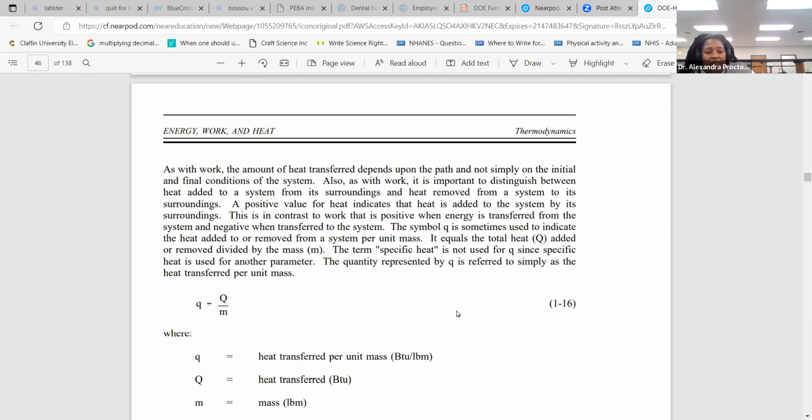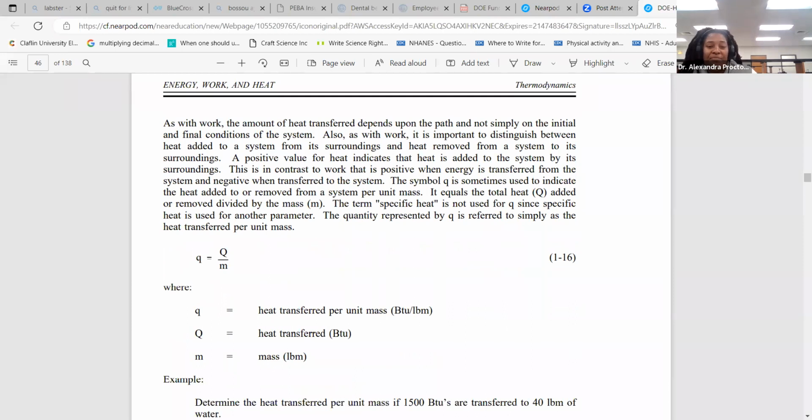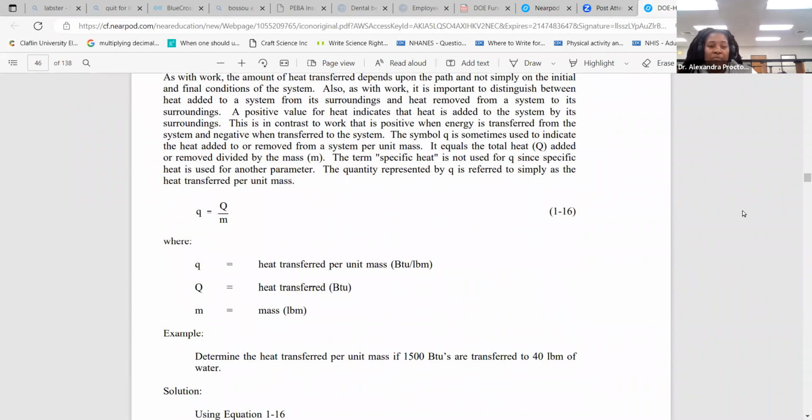And the equation that sums this up is lowercase q is equal to capital Q over M, where lowercase q is the heat transferred per unit mass, and the units are BTU per pound mass. Capital Q, which is heat transferred, is in BTU, and M, or mass, is in pound mass.